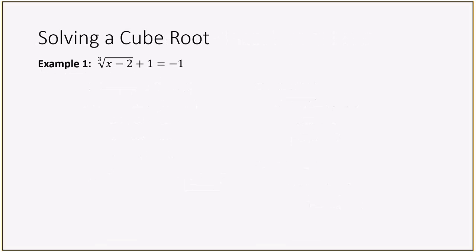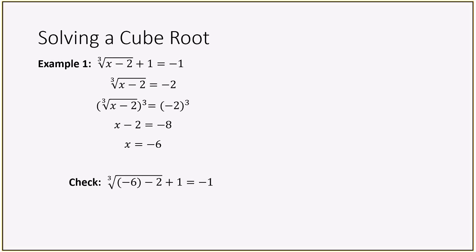A cube root. Very similar process. I want to get the cube root by itself, but now to undo the cube root, I have to cube both sides. Then I'll be left with x minus 2 is equal to negative 8. Add 2 to both sides, and I get x is equal to negative 6.